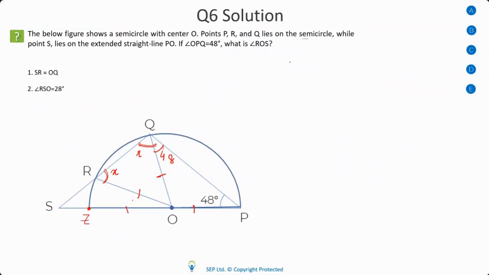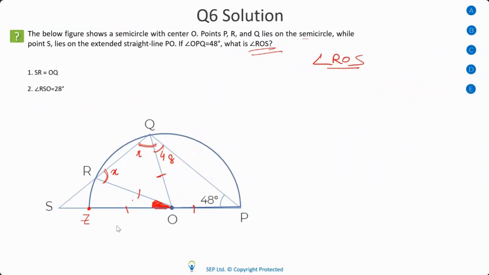What do I need to find out? I need to find out angle ROS. So what I'll do is highlight it very properly in the diagram that this is my ultimate goal. I need to find out this. Now, no other information is given in the question, so I'll move on to the statements and see whether I can get my answer or not.